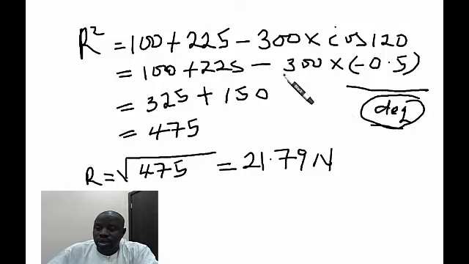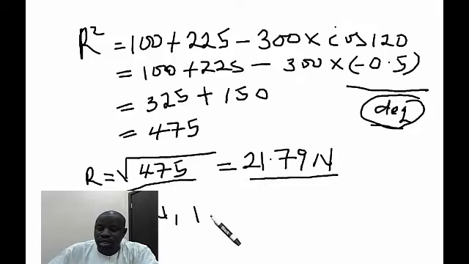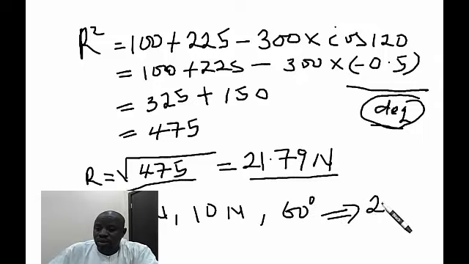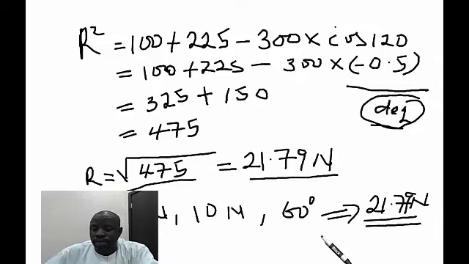So evaluating this, the minus and minus here cancel to give us 150, and when we add them up, we are going to get 475 as our R squared, and taking the square root of both sides will give us this amount as our final result. So our resultant of our 15 Newton force and 10 Newton force acting at 60 degrees is going to be 21.79 Newton. So this is the final result.